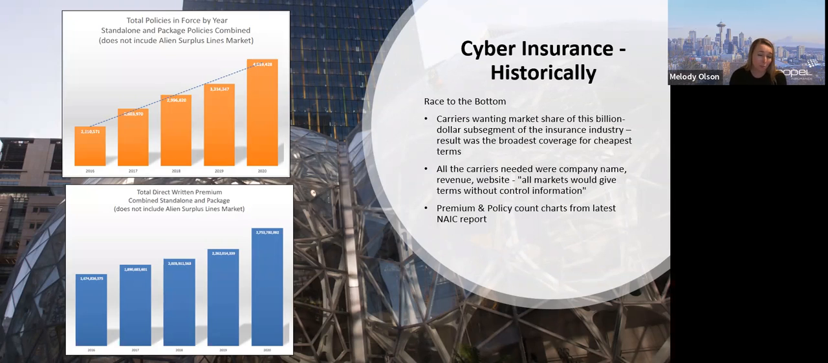And it became like a $1 billion sub-segment of the insurance industry. And so it resulted in super broad coverage, and it was super inexpensive. Like a $100 million firm could get cyber insurance for $2,500 with a couple $1 million limits, right? And it just was so expansive. It covered pretty much any and all claims and didn't sublimit anything. And literally the carriers' underwriting criteria was the company name, their revenue, and their website. So it was very in the box and inexpensive. And so a lot of businesses bought it, and premium and policy counts were huge. Next slide, please.